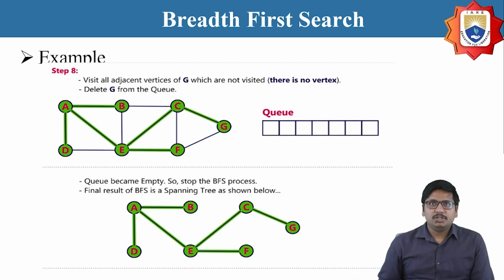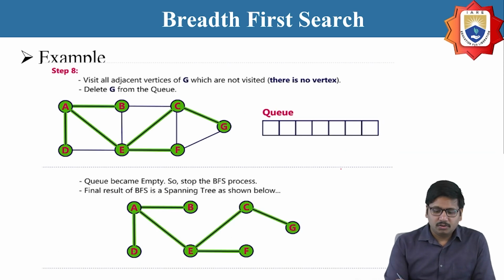And next step, so G is there finally. So for G, all the vertices are visited. So the G also is going to be deleted.